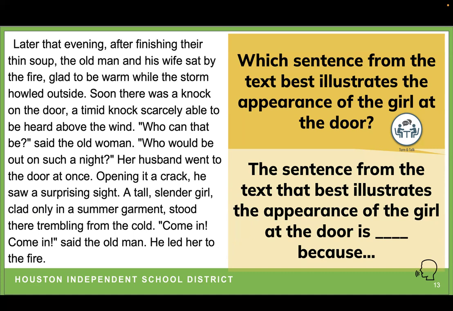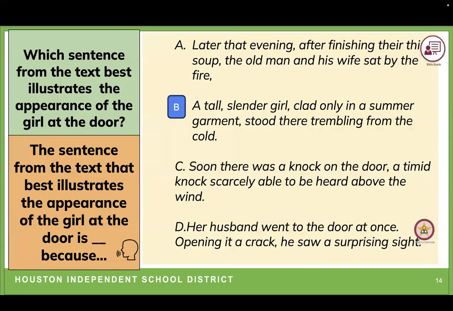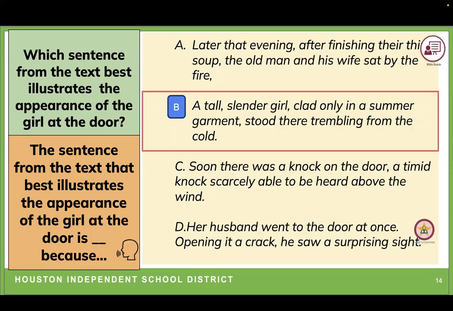Which sentence best helps us picture what the girl looks like? The answer is, a tall, slender girl, clad only in a summer garment, stood there trembling from the cold. This sentence gives us specific details about her height, build, clothing, and how she's reacting to the cold weather. Which sentence from the text best illustrates the appearance of the girl at the door? You've guessed it. The answer is B.